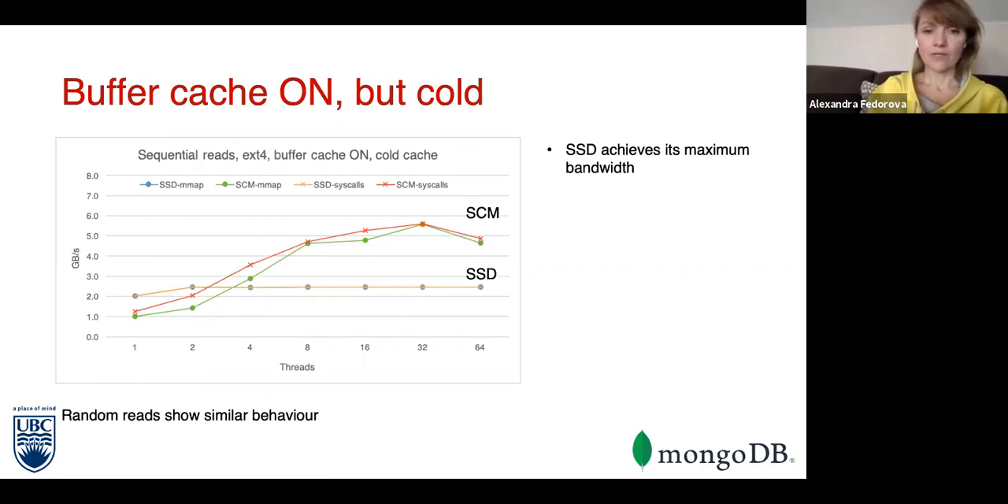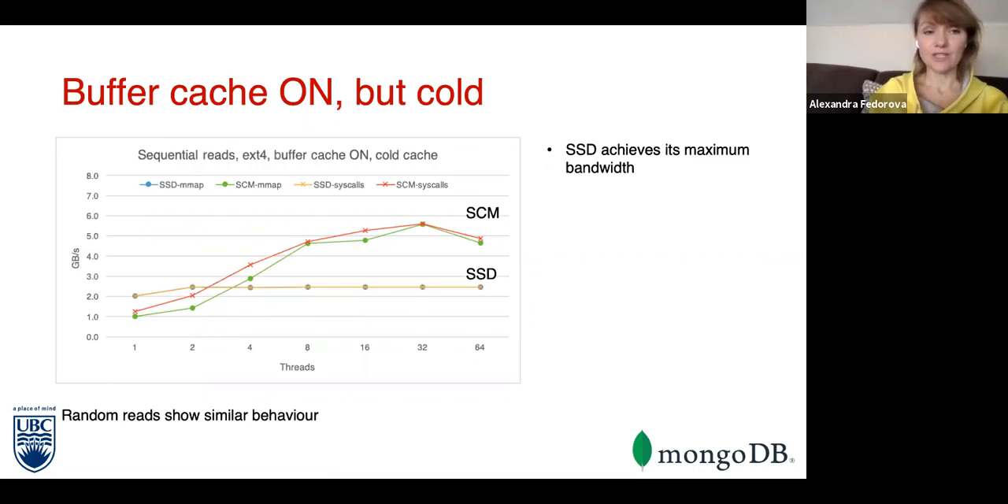For each device here, there are 2 curves. One is using system calls and the other one is using mmap, but it makes no difference here which method you use because we're bound by the device throughput. So SSD achieves its maximum bandwidth here, 2.5 gigabytes per second.